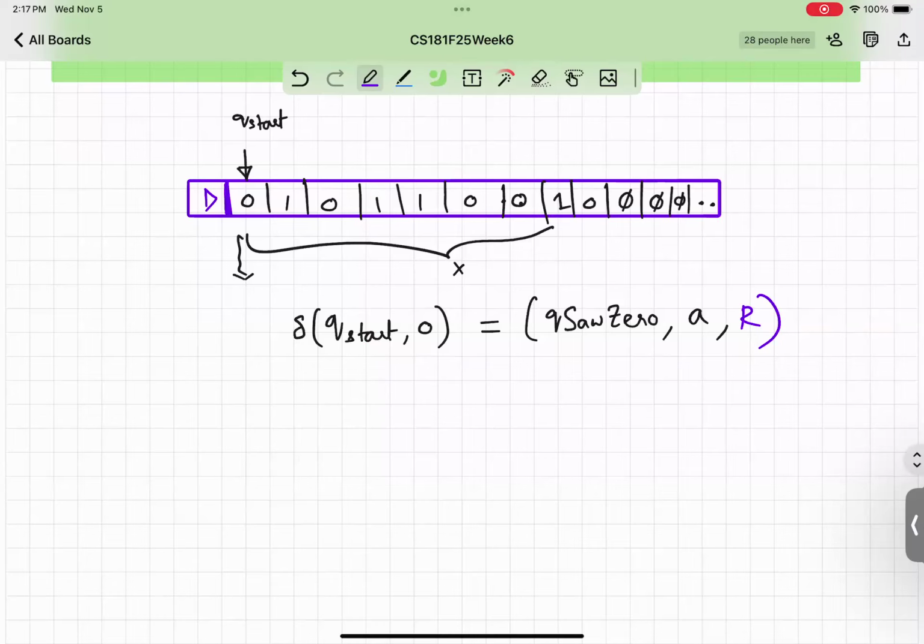Okay, so that's my transition function. I see a state, and I'm at the start state. I see 0. I say, okay, you saw 0. Mark this 0 as seen. This would become an A, and my head moves to the right.